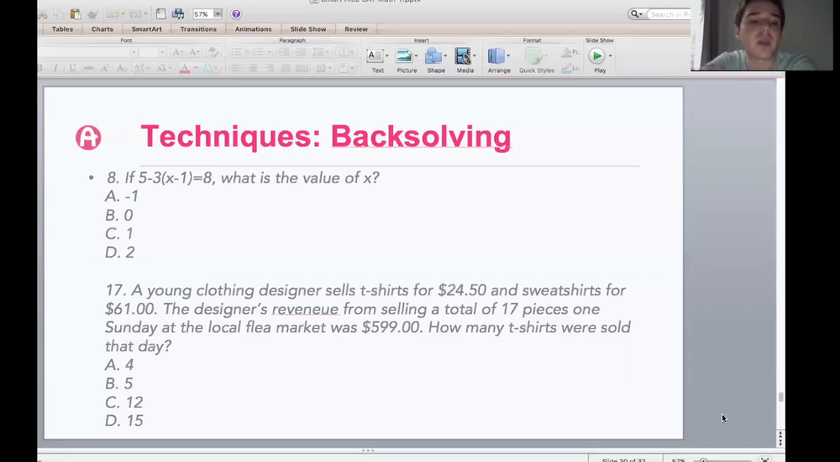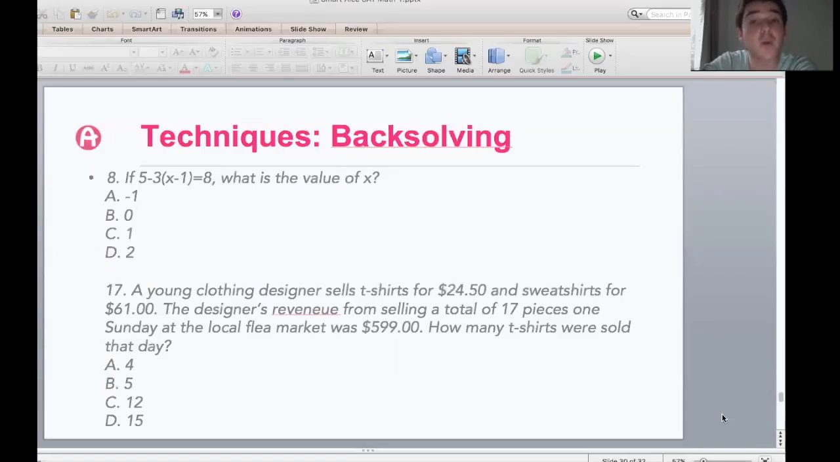Slightly harder problem. Number 17. A young clothing designer sells t-shirts for $24.50 and sweatshirts for $61. The designer's revenue from selling a total of 17 pieces one Sunday at the local flea market was $599. How many t-shirts were sold that day?